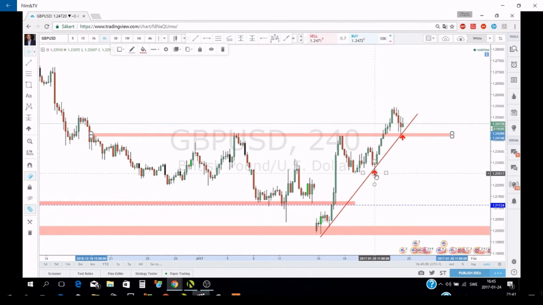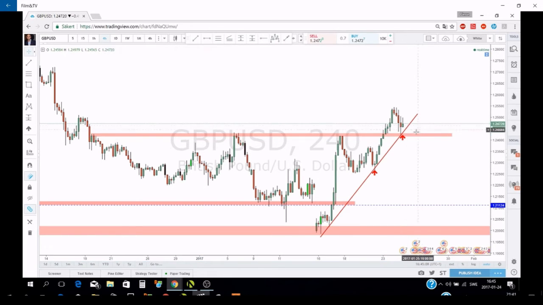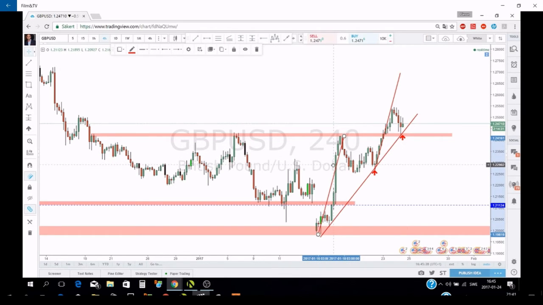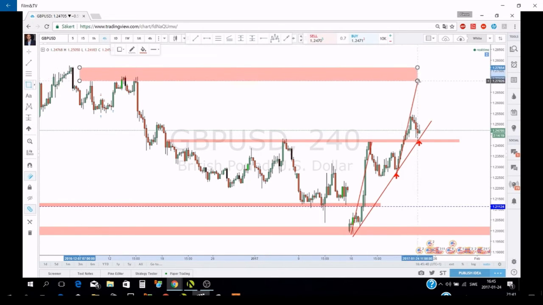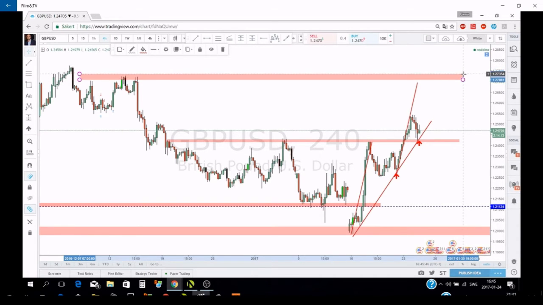So now we have a rejection from this level, as you see, and we also have this possible AB equals CD scenario here. If you put it like that, I need a copy of this one. Here we go, and the completion of this AB equals CD is on this structure, which makes it very good to look at. As you see here, we have this structure here.